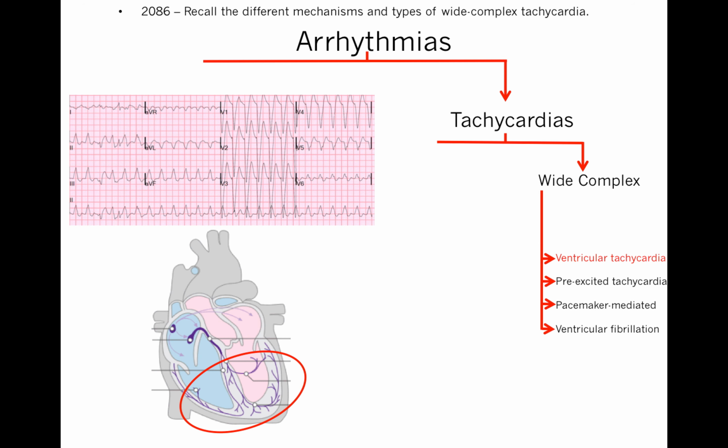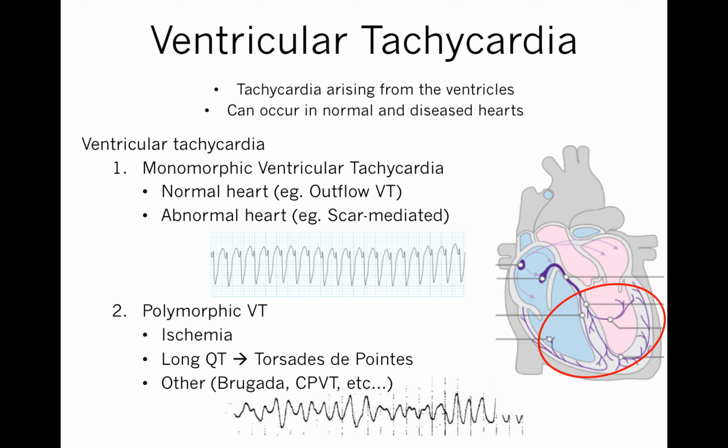Moving on to ventricular tachycardia. Ventricular tachycardia is a more organized rhythm of the ventricles, and it could be either monomorphic or polymorphic. Monomorphic meaning all the QRS complexes look the same. Polymorphic meaning the QRS complexes are changing.